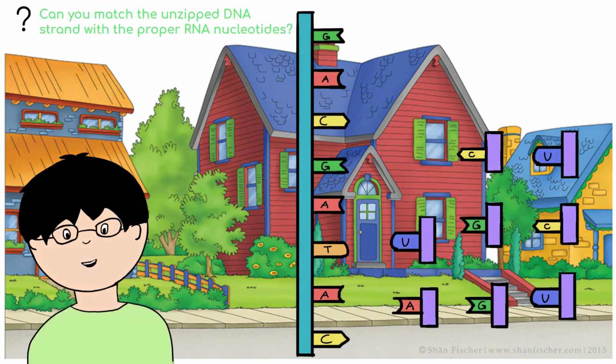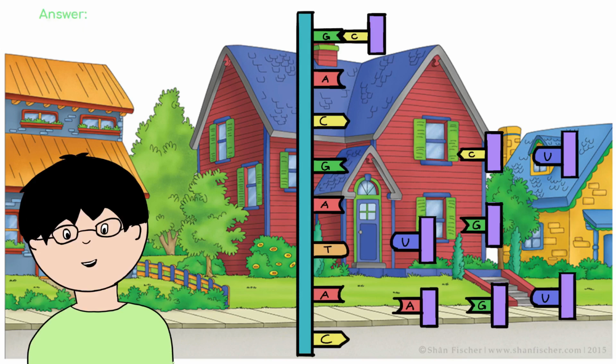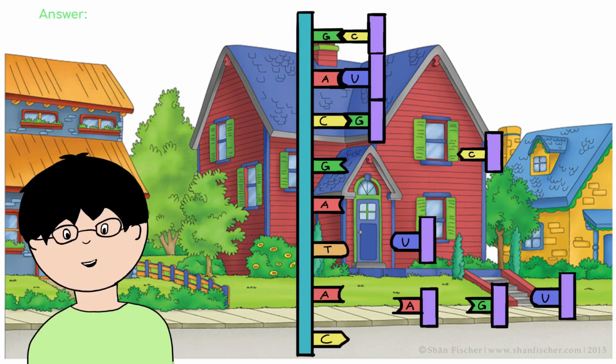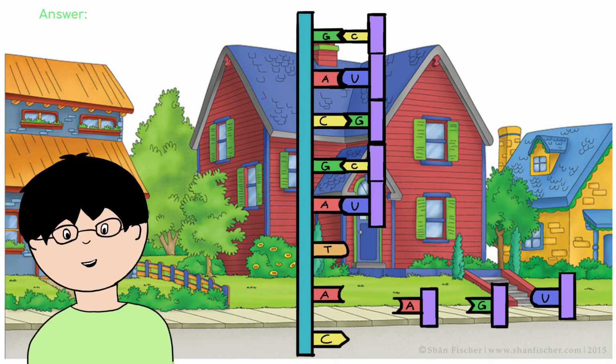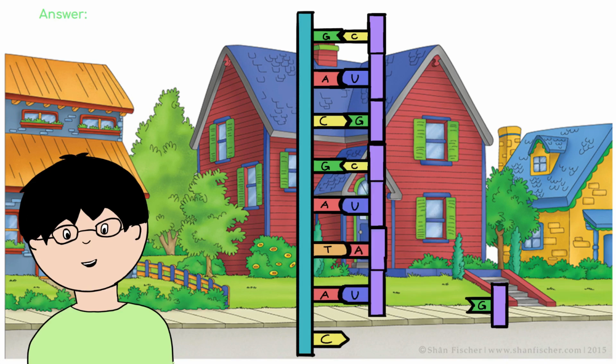Good job. The G goes with the C, the A goes with the U, the T goes with the A, and the C goes with the G. An easy way to remember this is apple under the tree and car in the garage. A to U, C to G.